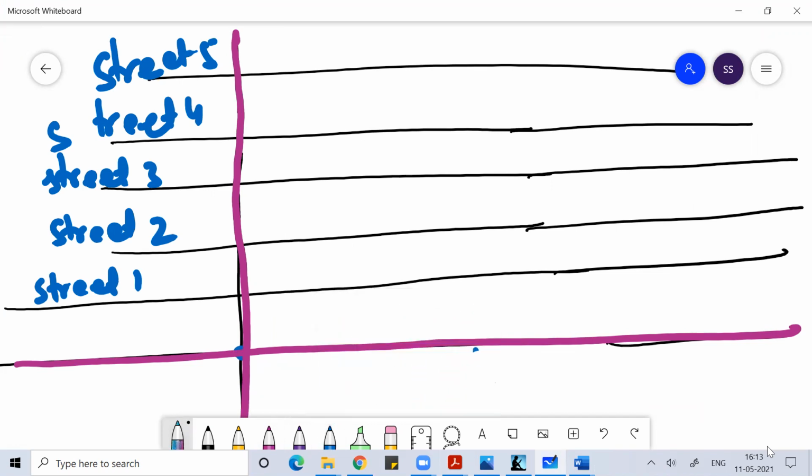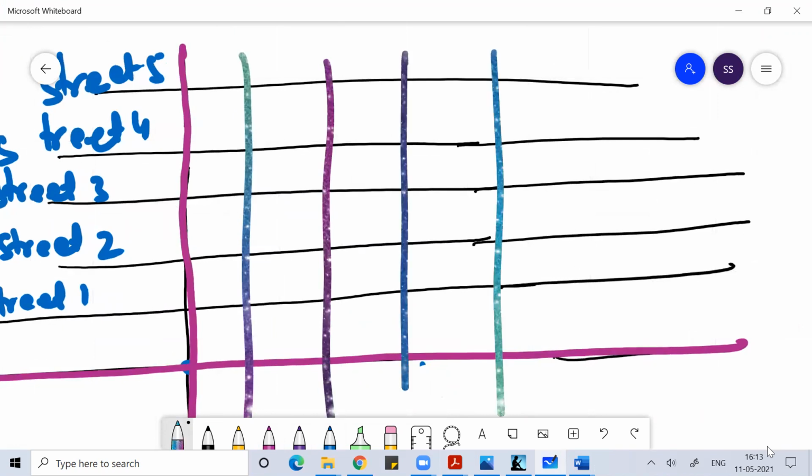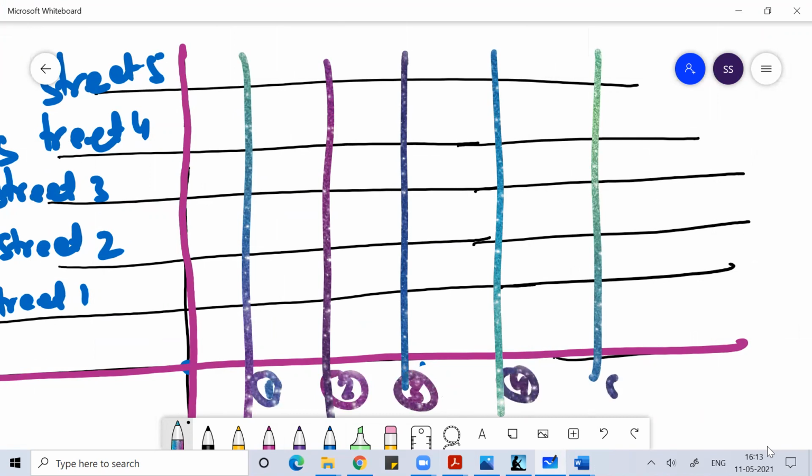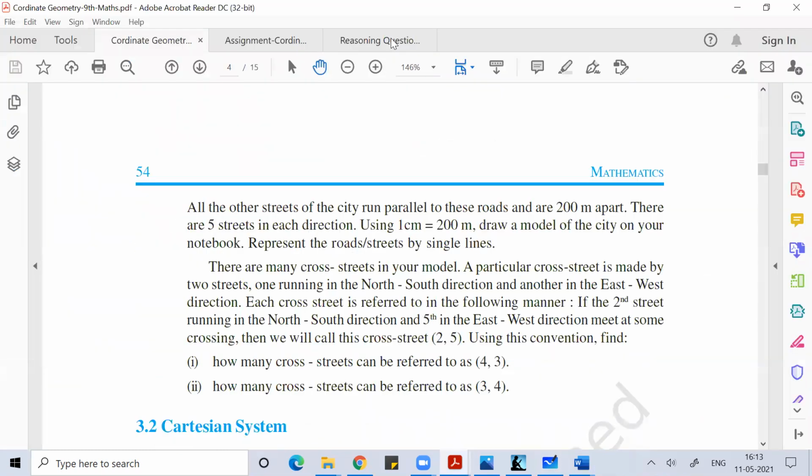Then like this, I can have vertical streets. One, then I have 3, 4, then I have 5. I know they are self-explanatory, but even then I'm just consuming some time, because we also need to spend some time understanding the concept. These are 5.